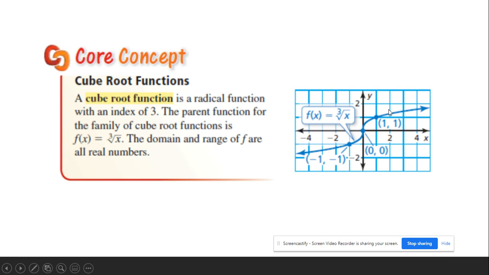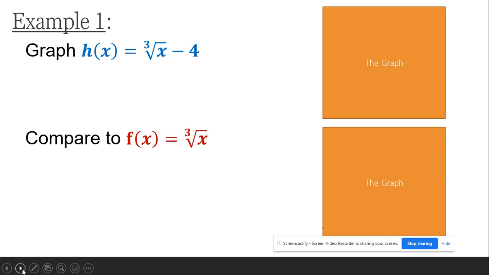The square root function was just this one part, and then the cube root function has the second part that's in here. So a cube root just has that index value of 3. The domain and range for cube root functions is all real numbers. This is the parent function, which just looks like the cube root of x, which you can see right here. And we'll continue to look at transformations related to that.